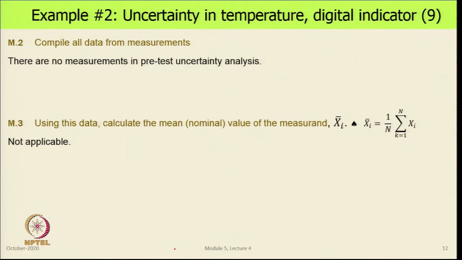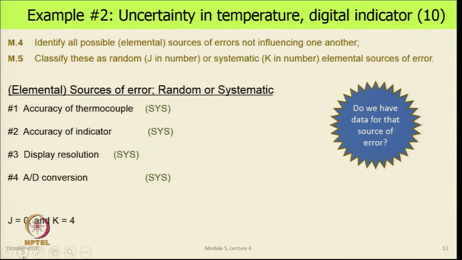So, first the same step by step procedure that we have seen earlier, we say compile all data from measurements. Now, we are in the pre-test stage. We do not have any data, either we can set it to 0 or we can use some number from our experience. So, this step goes away. Here it is using the data calculate the mean value of the measurand, where we do not have any data, this step also goes away.